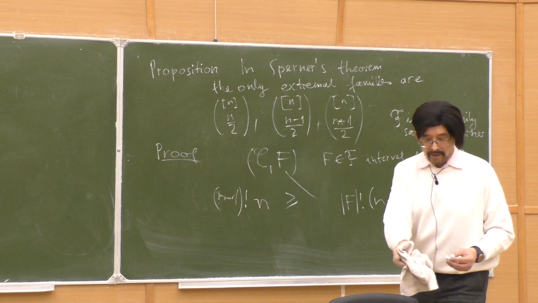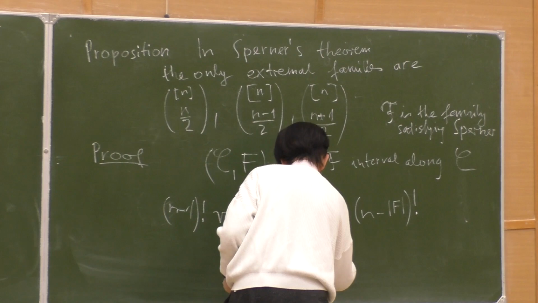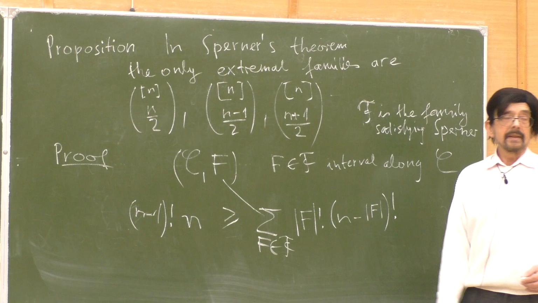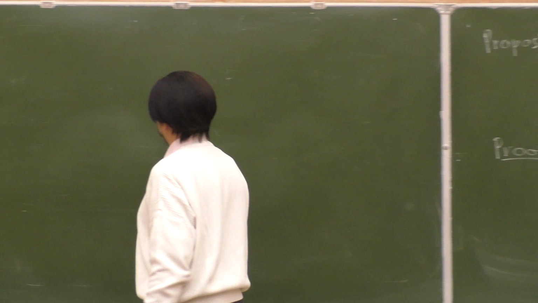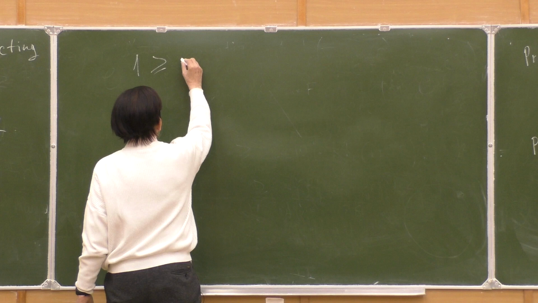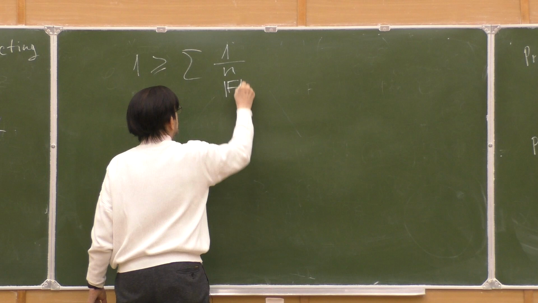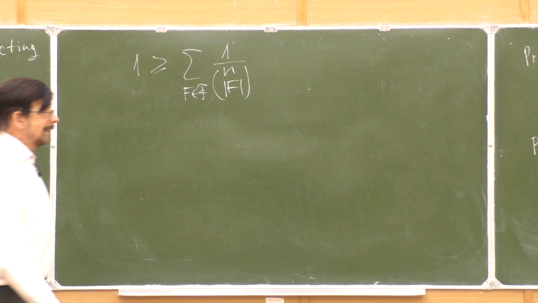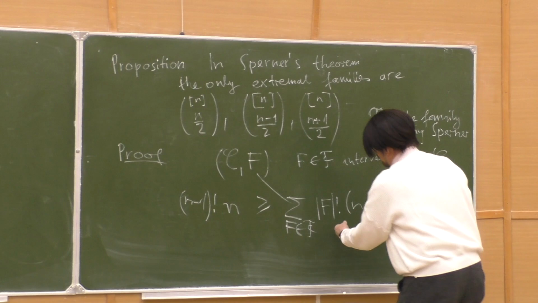So this is the correct one. So for every f, we calculate how many cyclic permutations are there, where f is an interval. And now what we obtain, dividing by n factorial, we obtain the sum. You can check it. It's correct. So we divided here by n factorial, we get 1. And here we have the reciprocal value of n choose f size.